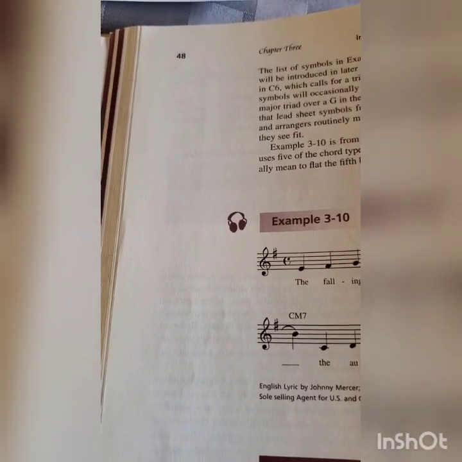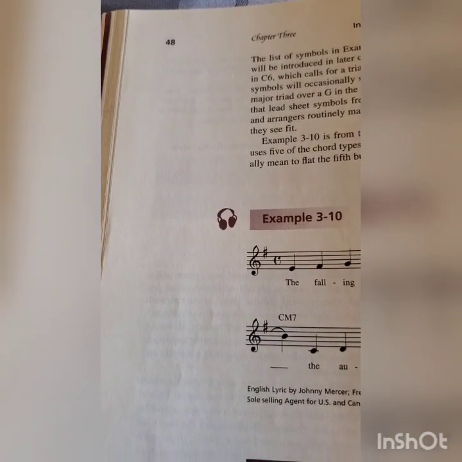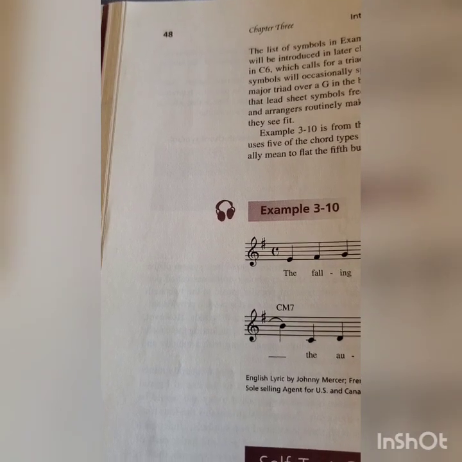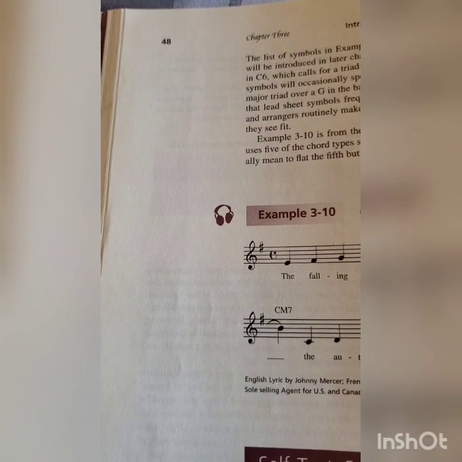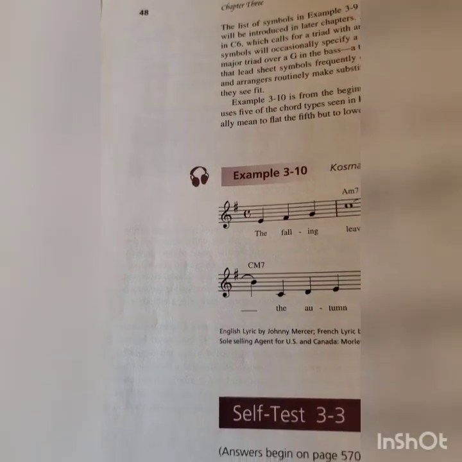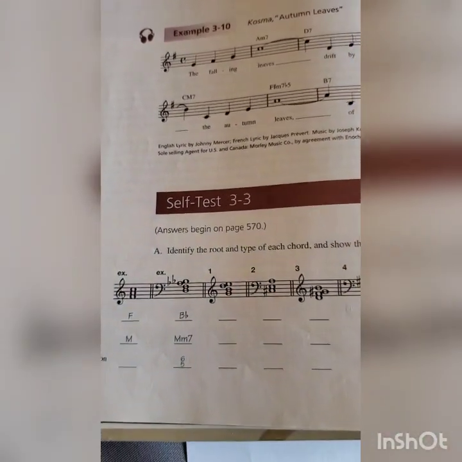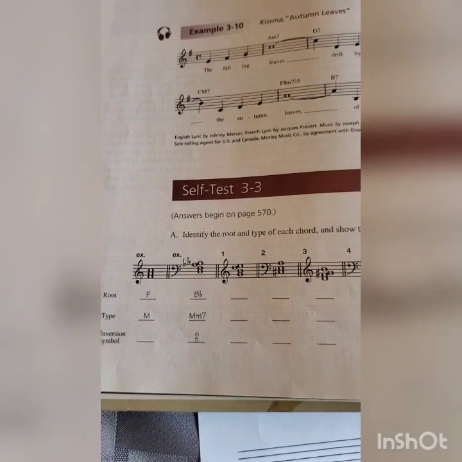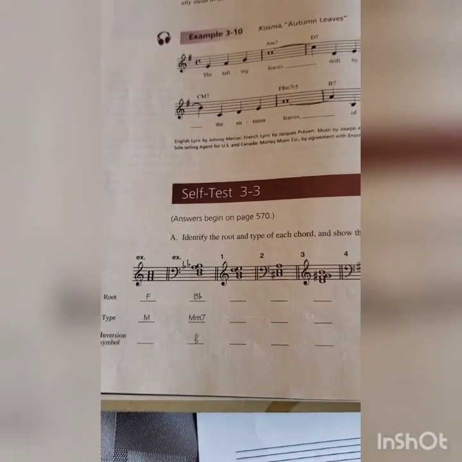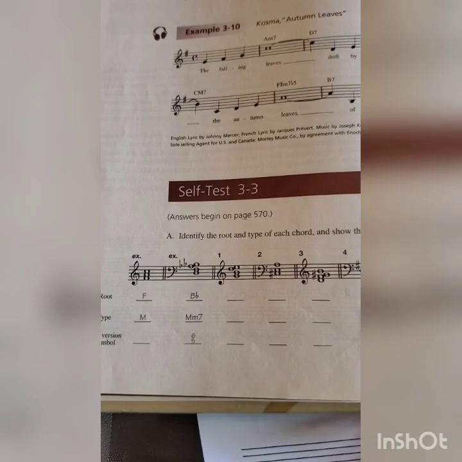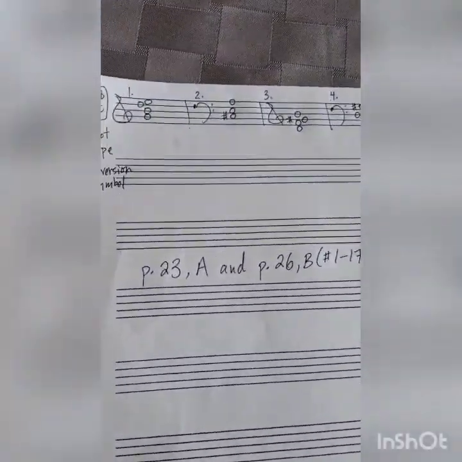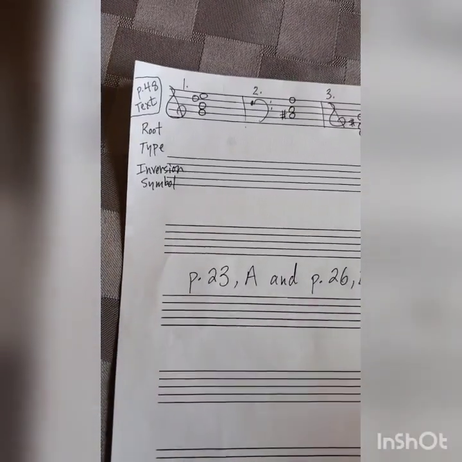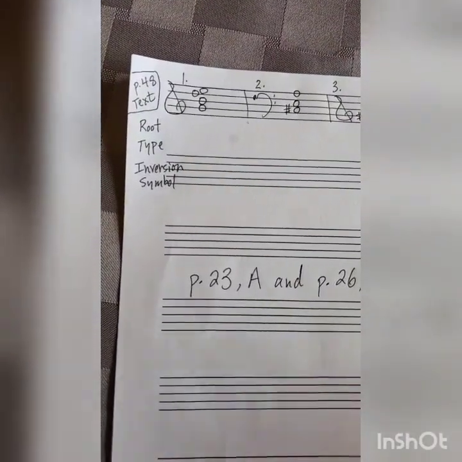Now we're going to apply what we learned about triads and 7th chords inverted to some of the examples from the textbook. This is the textbook, page 48. It's in chapter 3. And we're going to look at self-test 3-3 on the bottom of the page. And what I've done is I've copied the examples from page 48 onto a separate sheet of paper. So here are those examples. So let's take a look at the first one.